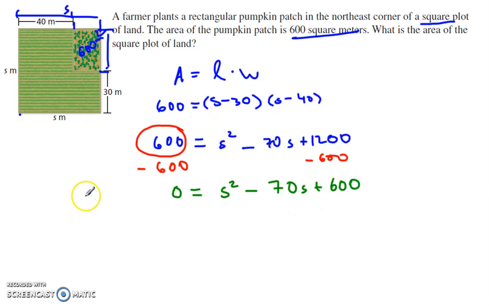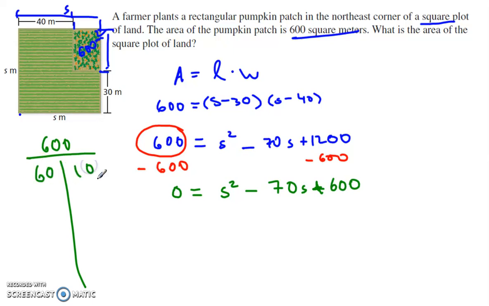Now I can factor this. I'm going to check what multiplies to 600 and adds to negative 70. Well, it multiplies to a positive, which means both signs have to be the same. And since it adds to a negative, both signs are going to have to be negative. So 600 is 60 times 10. And yeah, both of those are negative. Negative 60 minus 10 gives me negative 70. So I don't even have to keep going. There we go. Those are my factors.